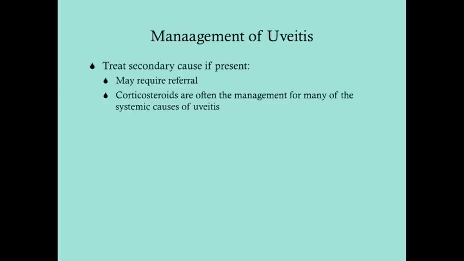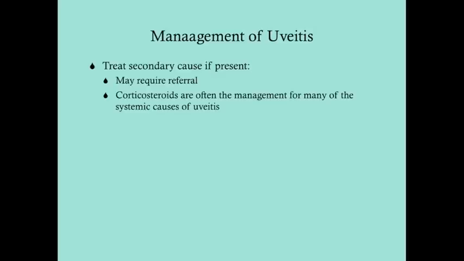This may require a referral, depending on what the secondary cause is, to a rheumatologist, to a gastroenterologist, etc. Corticosteroids, though, are often the management for many of the systemic causes of uveitis, like inflammatory bowel disease or rheumatoid arthritis or ankylosing spondylitis or psoriatic arthritis. So corticosteroids are often used for those as well, or steroid-sparing agents too. So a lot of times there's some overlap in the treatment.